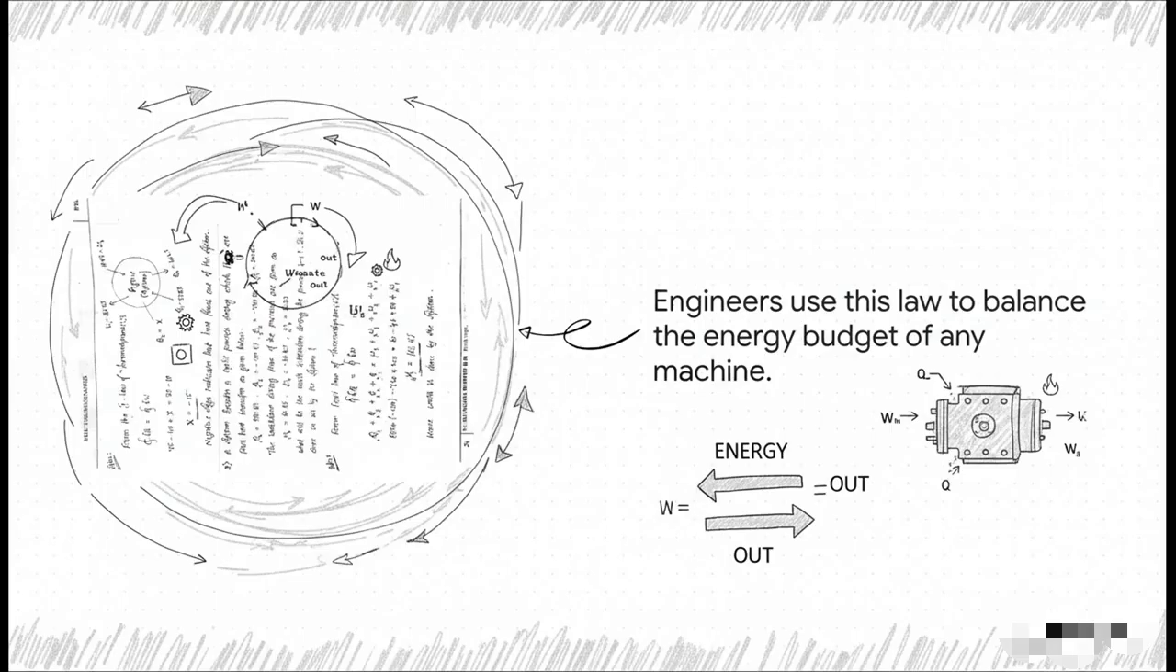For any process, like say the complex cycle of an engine you might see mapped out in course notes, the energy books have to balance. Period. The energy you put in has to equal the energy that comes out. It's this perfect, clean calculation where everything just has to add up.